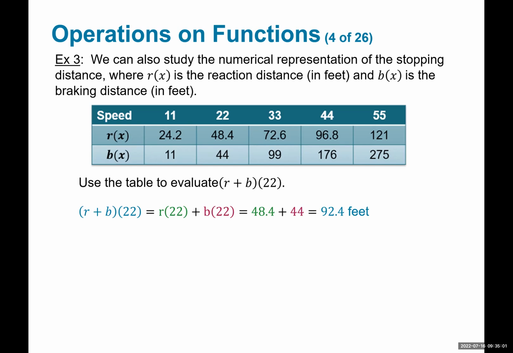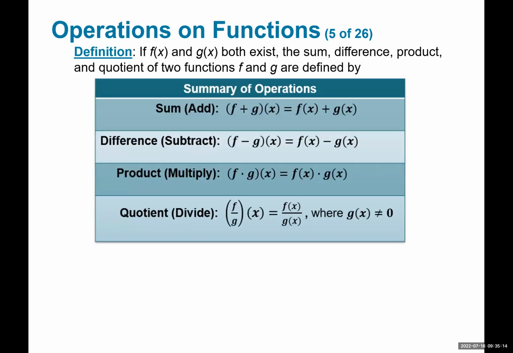You see something, your brain has to register first, then you have to apply the brake physically, and then boom, you finally stop. And so these represent those two different distances, and if we want to find the total, we just add them together. So these are called operations on functions.